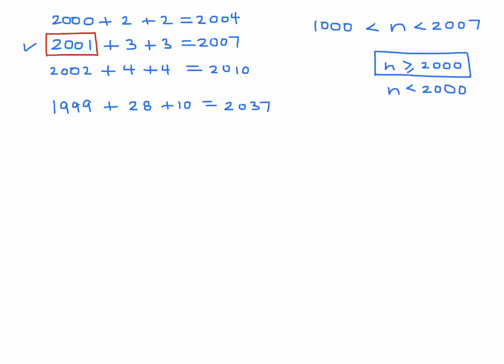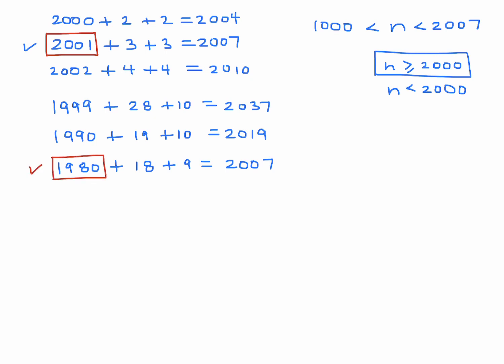Now, instead of going down every one, 1998, 1997, that's going to take forever. I'm going to go down by tens. So this one gives me 19 plus 10, and that is 2019. All right, I'm going in the right direction here. I'm getting closer to 2007. Let's go down by 10 again, 1980. This is 18 plus 9, and that is 2007. Look at that. So we got another one. Great. Let's keep going here.